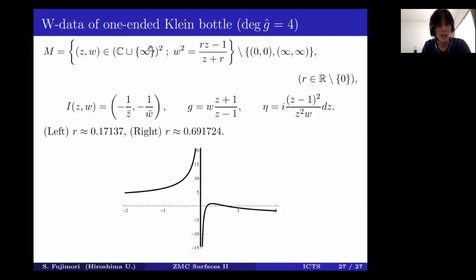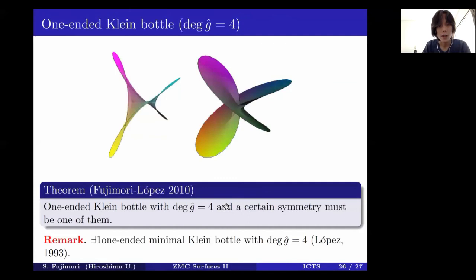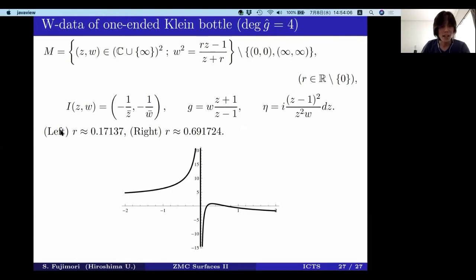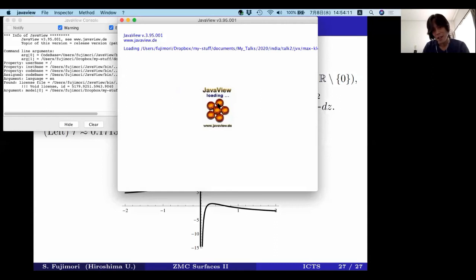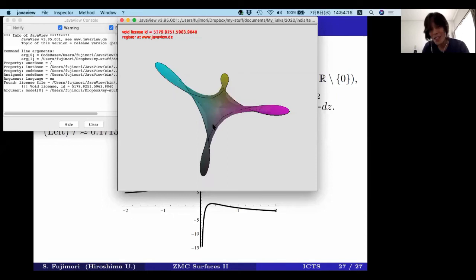For the period problem, by using the assumption of symmetry, there is one function depending on R, and solving the period problem is equivalent to finding a zero of the function. This is a graph of the function, and we see that there are two solutions, here and here. This corresponds to the left hand side of the picture, and this corresponds to the right hand side of the picture. Unfortunately, this looks like a maximal Enneper surface, but I don't see any genus. But actually, this is a Klein bottle.